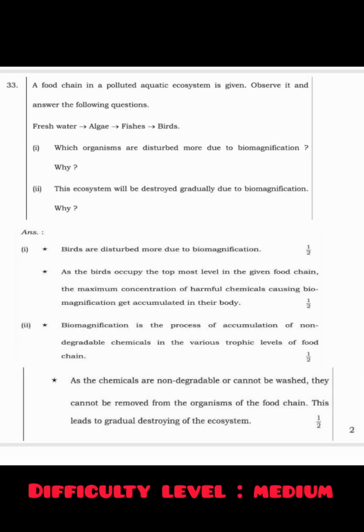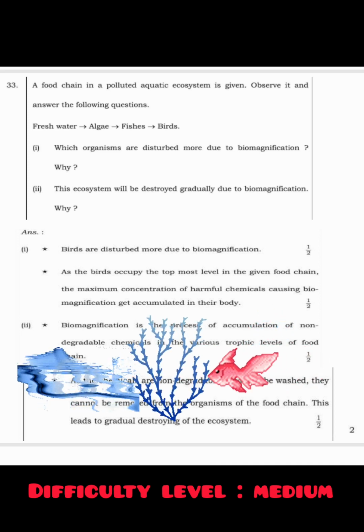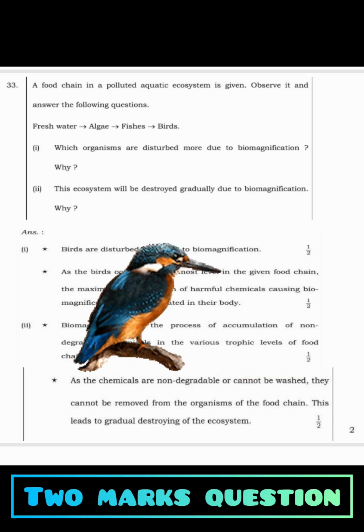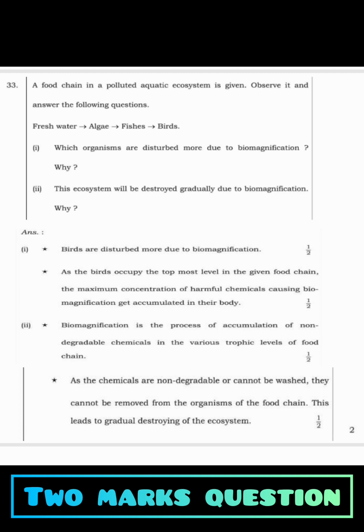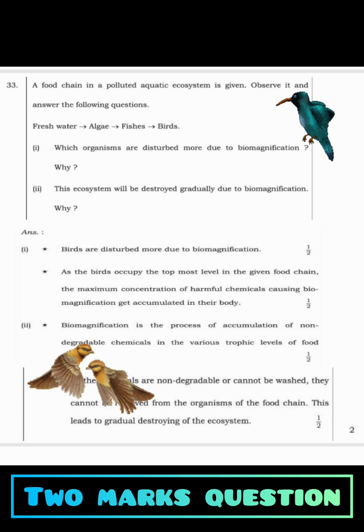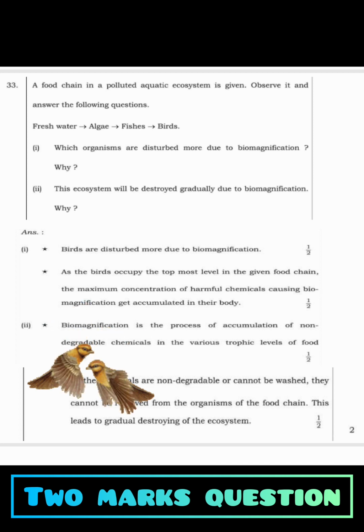Here we go. A food chain in a polluted aquatic ecosystem is given. Observe it and answer the following questions. Fresh water, algae are produced there, fishes eat the algae, and the fishes are eaten by birds. Which organisms are disturbed more due to biomagnification and why? And the second question: this ecosystem will be destroyed gradually due to biomagnification. Why? Answer for the first question: birds are disturbed more due to biomagnification. For this, half marks. As the birds occupy the topmost level in the given food chain, the maximum concentration of harmful chemicals causing biomagnification gets accumulated in their body. And for this you will get half marks.